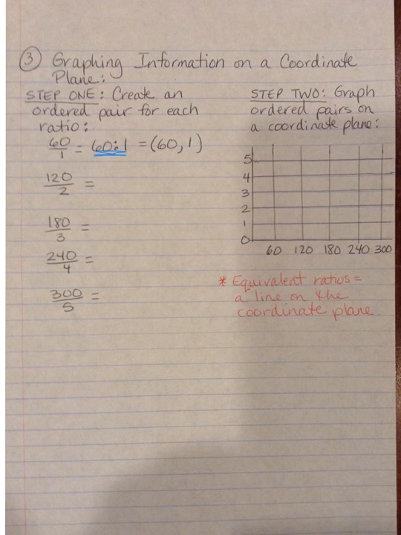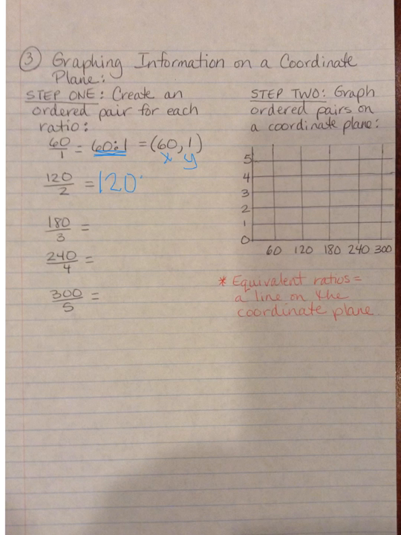Because remember, the first number in a coordinate is your x value, and your second number is your y value. So in this case, x is going to be 60 and y is going to be 1 because of the way it's written. If I reverse the fractions, I said 1 to 60, then my x would be 1 and my y would be 60. But we can talk about that later. So either way that you set it up, it's going to be okay. So for 120 to 2, now I'm going to write that with a colon, and you don't have to do that.